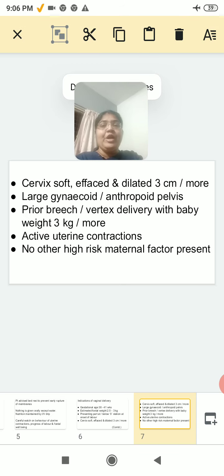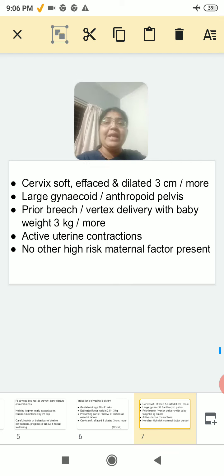Large gynecoid or anthropoid pelvis. This size pelvis is adequate enough to allow the vaginal birth of the fetus. Prior breech or vertex delivery with baby weight 3 kg or more. Means the woman had prior experience of the vaginal delivery. It may be breech or vertex where the fetal weight was 3 kg or more. When she had prior such experience, then only you can allow the vaginal birth this time.